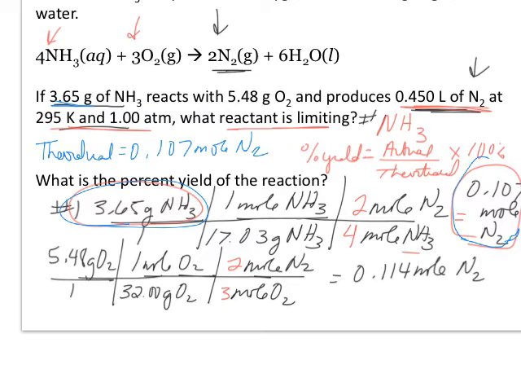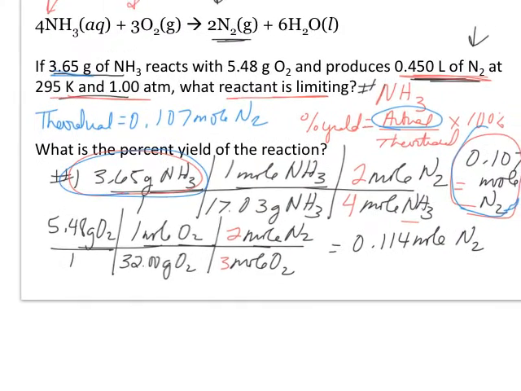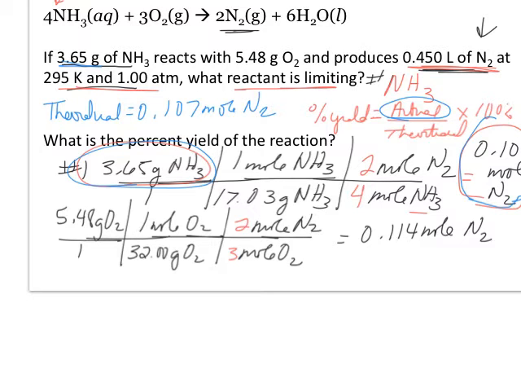Now we need to solve for our actual. And the way we're going to do that is we're going to use the PV equals nRT equation. And then we're going to solve for moles. So we got to isolate our variable. So n equals PV divided by RT.